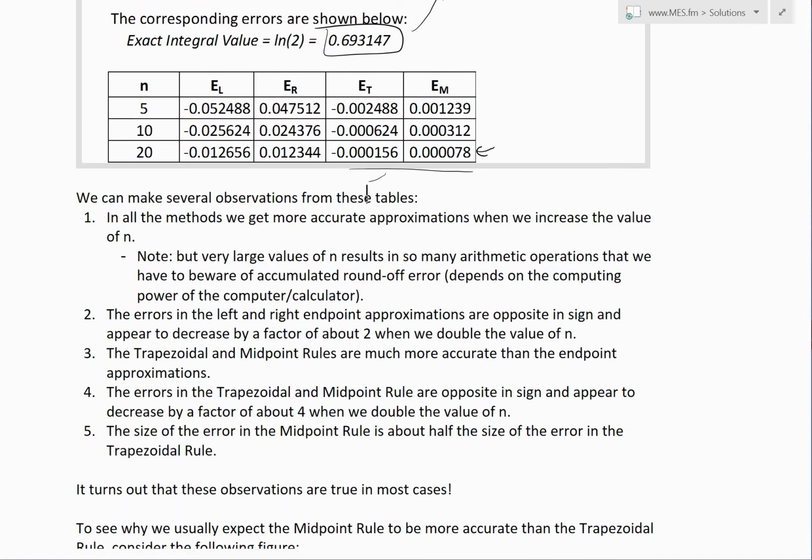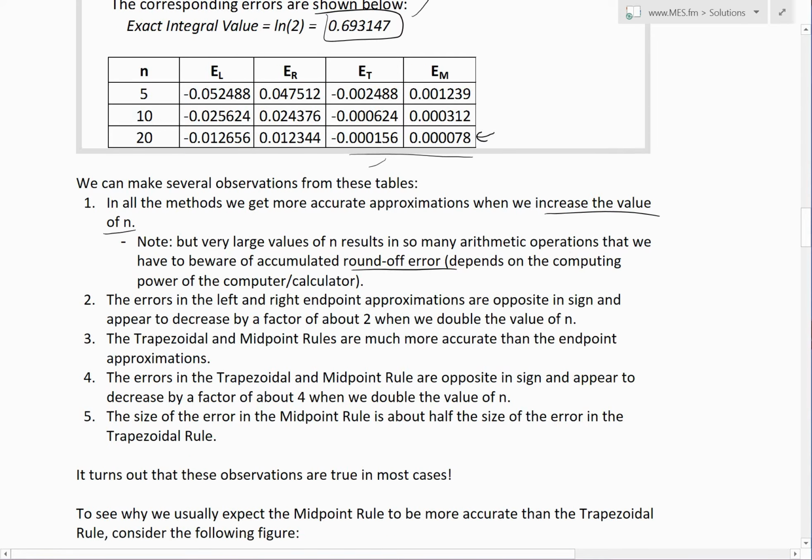So now we can make several observations from these tables. Observation 1: in all methods we get more accurate approximations when we increase the value of n. But an important note is that very large values of n result in so many arithmetic operations, as you're just adding a bunch of them, that we have to beware of accumulated round-off error. And again, this depends on the computing power of the computer or calculator that you are using.